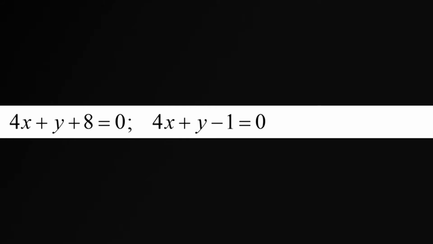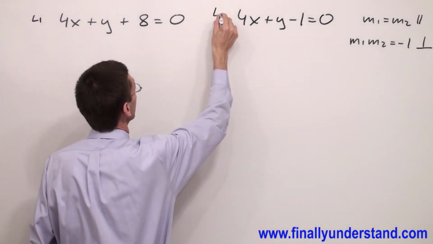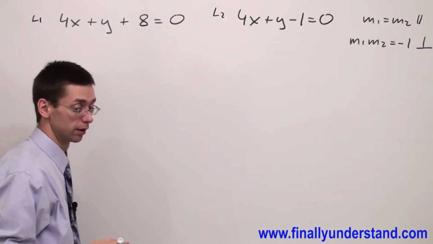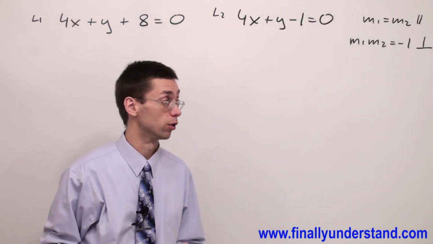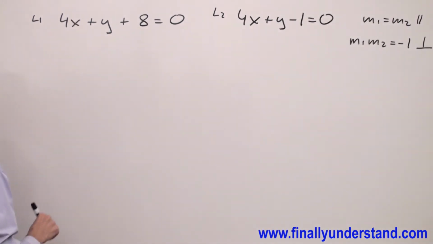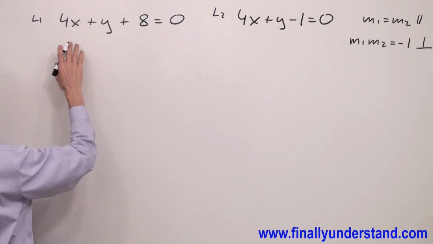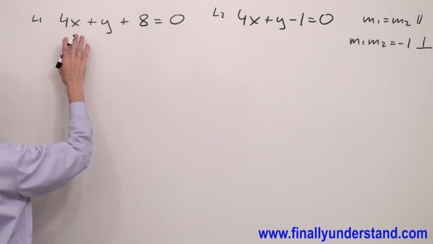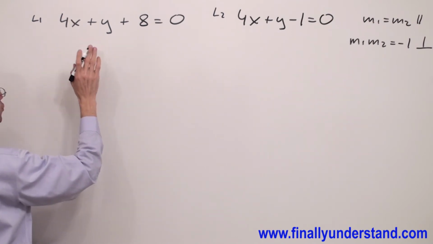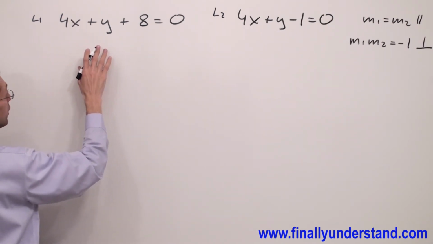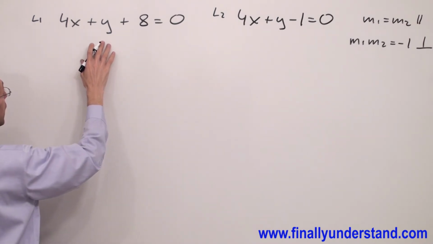Let's take a look at these two lines. This is my line 1 and this is my line 2. Again, we're supposed to find if these two lines are parallel or perpendicular or neither. What we're supposed to do first is convert general form to slope-intercept form. We're supposed to solve every equation for y.